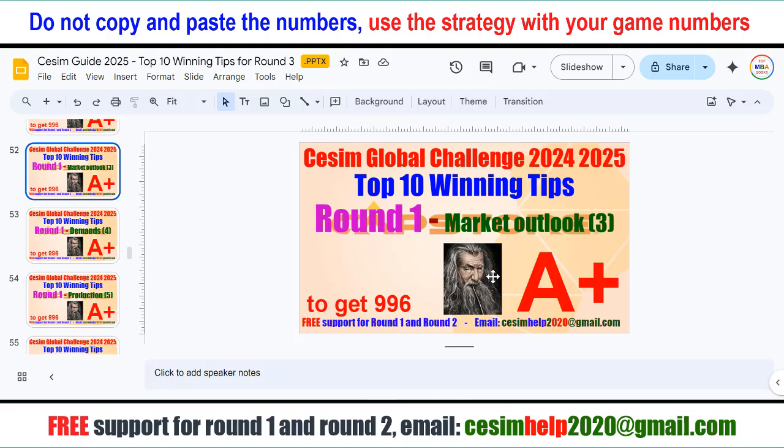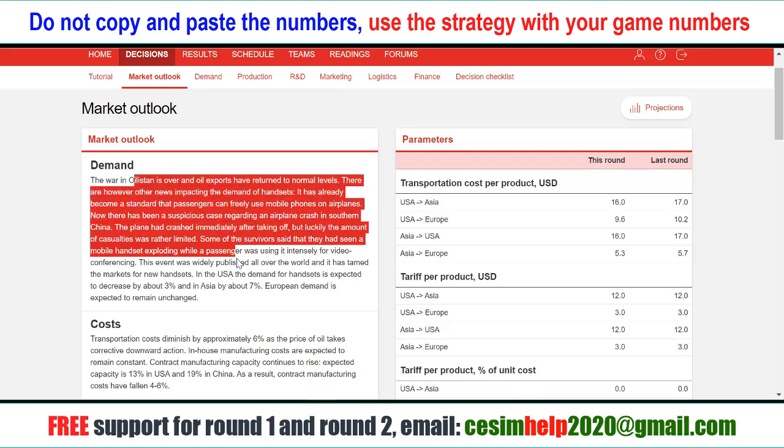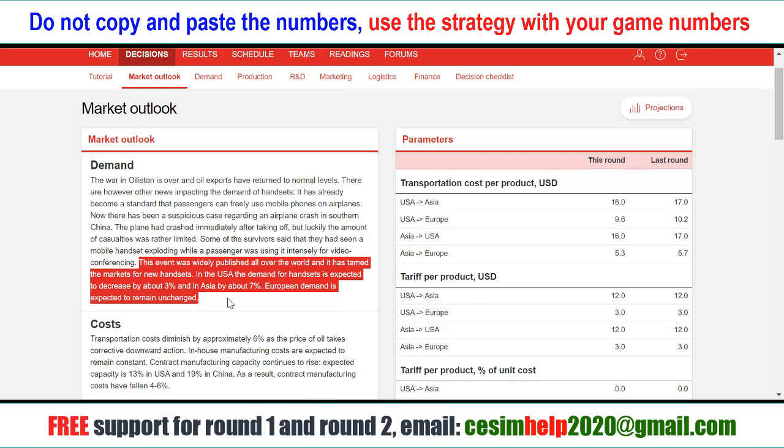This video is for winning tip number 3: check the market outlook before you set decisions for any round. Check the market outlook. I will show you now. Before we check any decision, before we set decisions for any round, we need to check this market outlook to know the growth of the market for the coming round.